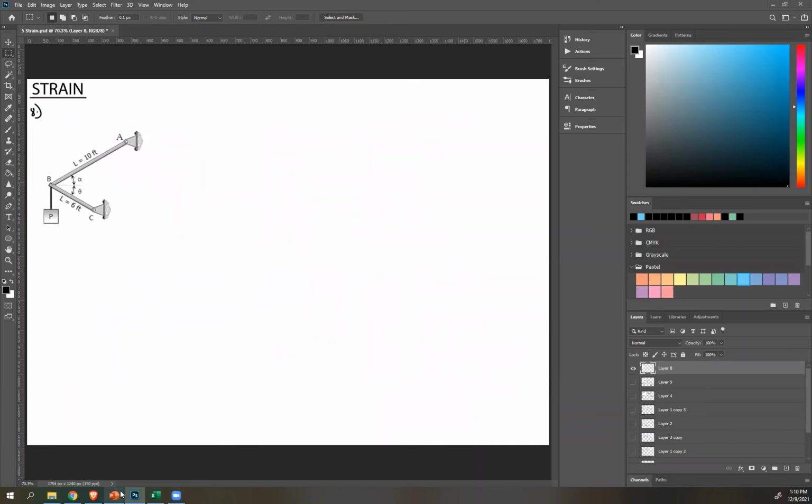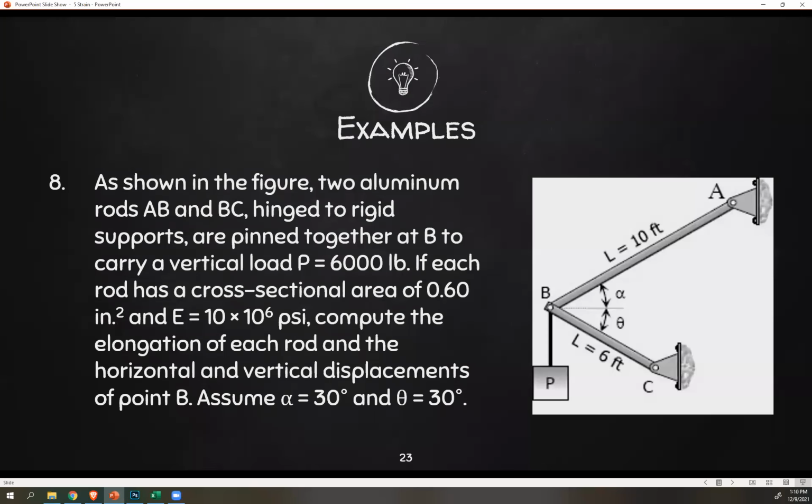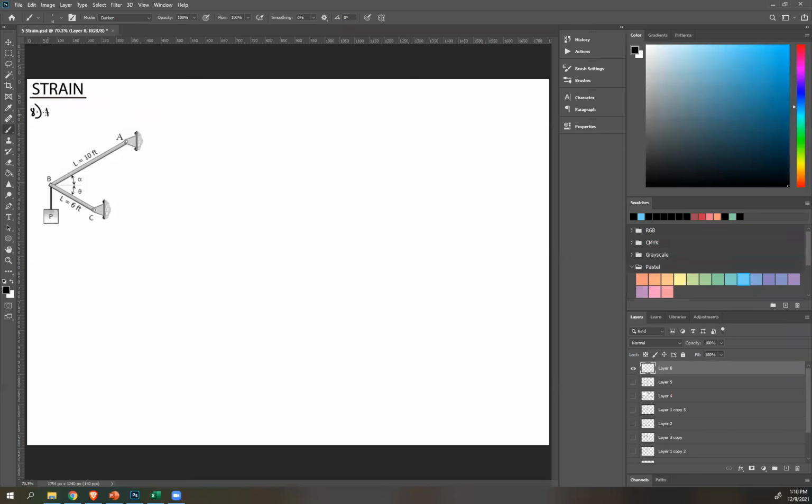So for number 8, as shown in the figure, 2 aluminum rods, AB and BC, hinged to rigid supports, are pinned together at B to carry a vertical load P, which is 6,000 pounds. All right, let's write that. 6,000 P.